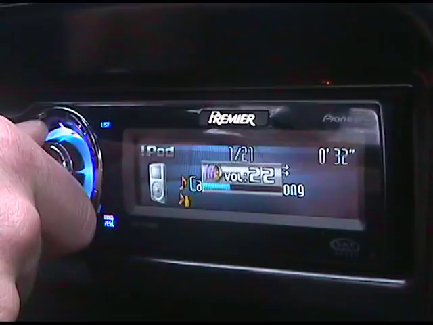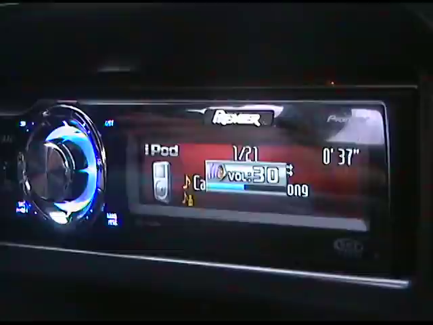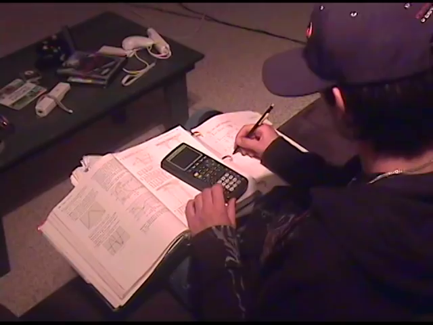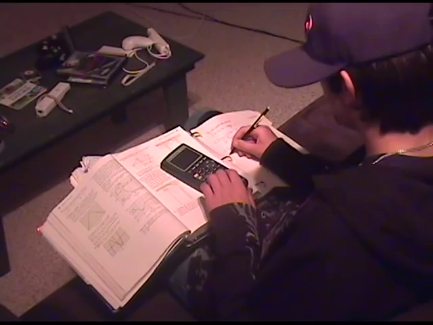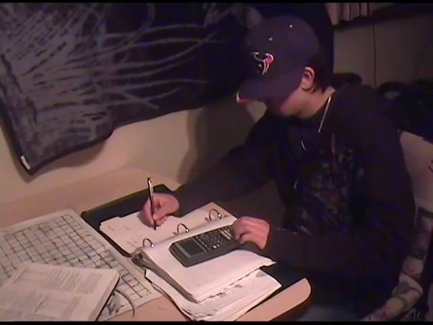Derivatives, extended chain rules, dy by dx, it's okay, f to the x prime, it's okay, implicit differentiation, it's okay, that's just what I do. Calculus, watch me do some math, calculus, watch me do some math, calculus.